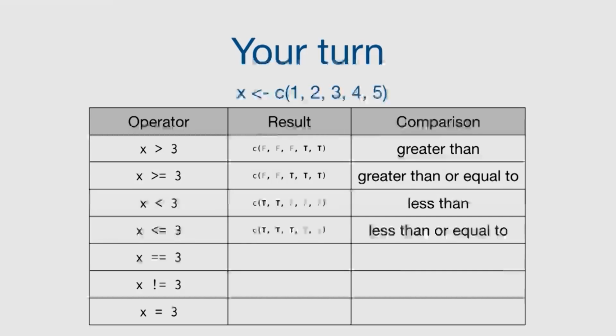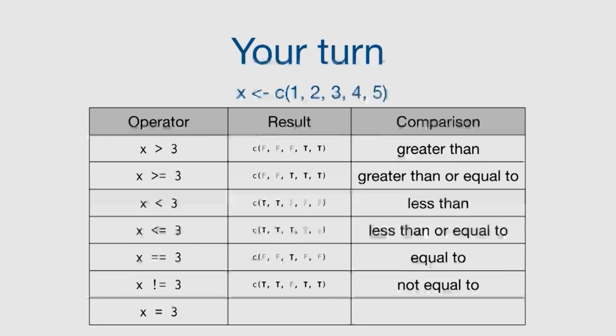And then the double equal sign, any idea what that does? That will test for equality. So if you want to do a logical test for equality, you use 2 equal signs. And here 3 is the only thing that's equal to 3, so that's the only place where a true shows up. The exclamation mark followed by an equal sign is just the opposite. It will test for inequality. So everything that does not equal 3 gets the true, and 3 gets the false.